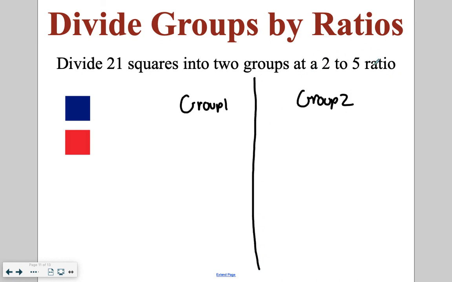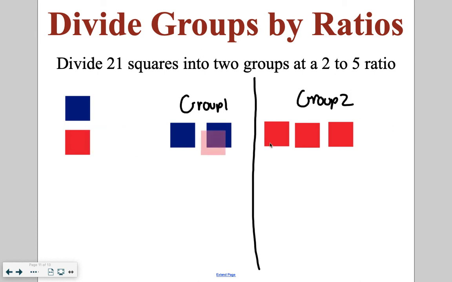Now they give us the ratio this time. They want 2 in the first group and 5 in the second group. So I'm going to put 2 of these blue squares in the first group, and that means I need to put 5 red squares into the second group. Right now I'm just dragging these squares, but when you do this on your own, you're going to be drawing the shapes. So far I have 1, 2 in the first group and 1, 2, 3, 4, 5 in the second group. So far I have 7 squares.